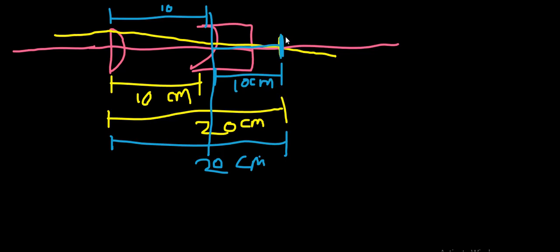So the object for the second lens, that is the plano concave lens, is at 10 centimeter. The image of the first lens, which forms here, is going to be the object of the second lens. Okay, plus, according to the sign convention, this is going to be plus.